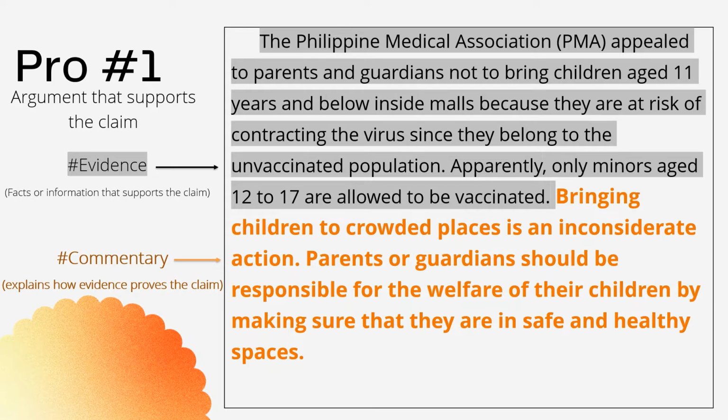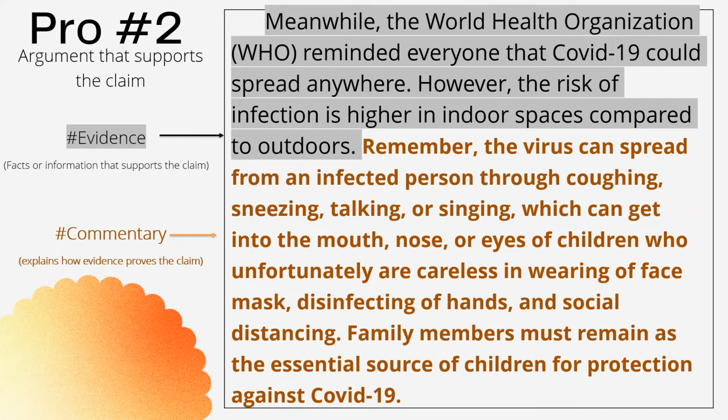and healthy spaces. The sentences highlighted in gray represent the evidence that supports why it is not yet okay for children to be inside malls. The sentence highlighted in orange is the commentary explaining how the evidence proves the claim. This next paragraph also states evidence and commentary supporting the claim that children inside malls is dangerous.